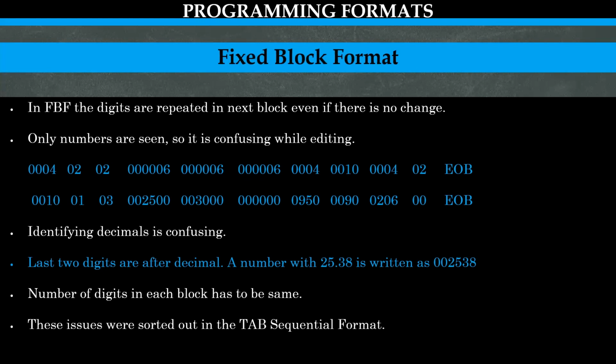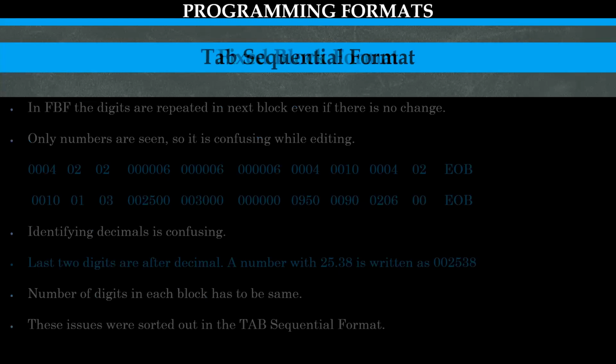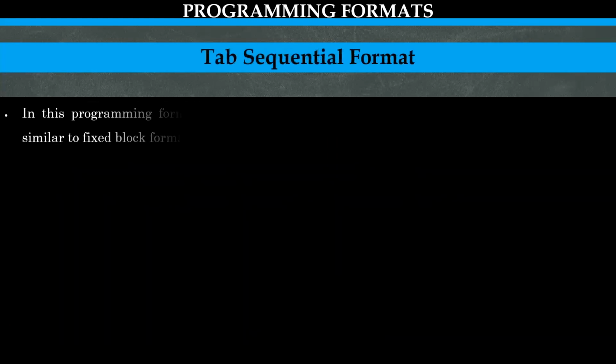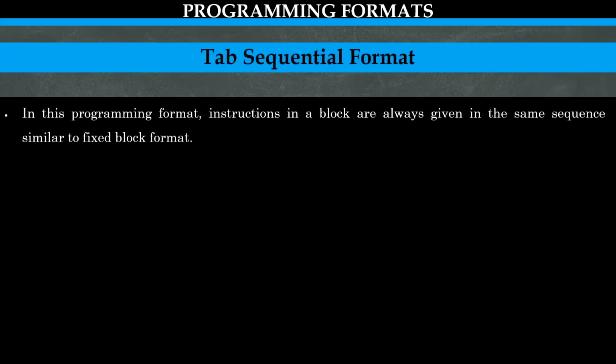So all these issues were sorted out in the tab sequential format, which provides a better way of writing a program as compared to the fixed block format. Let us understand what is tab sequential format. In this programming format, instructions in a block are always given in the same sequence, similar to fixed block format. But after each NC word numeral, the word tab is written.